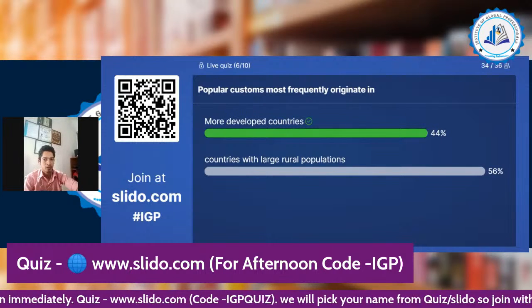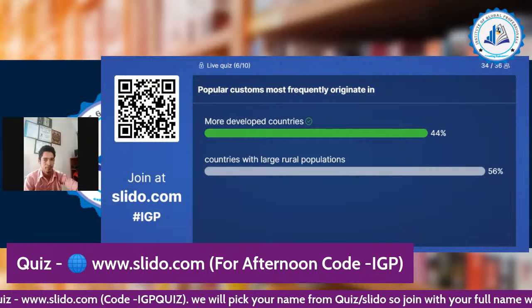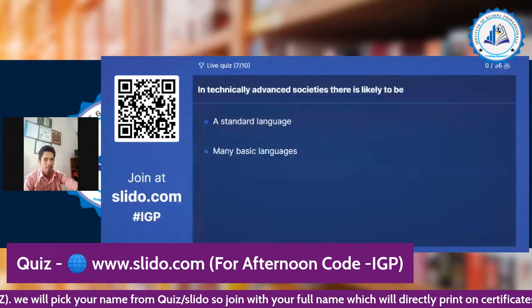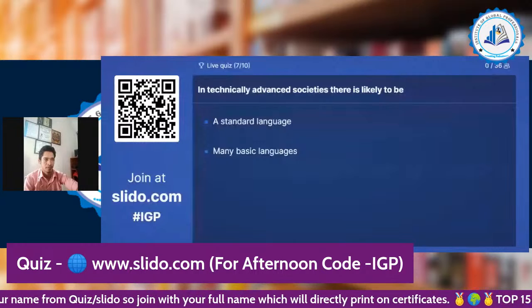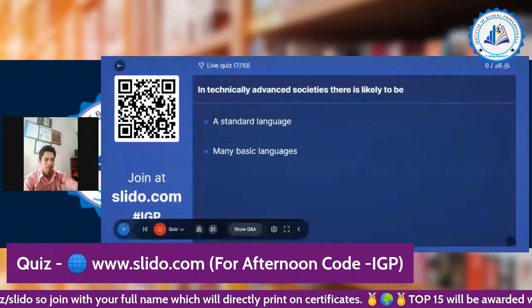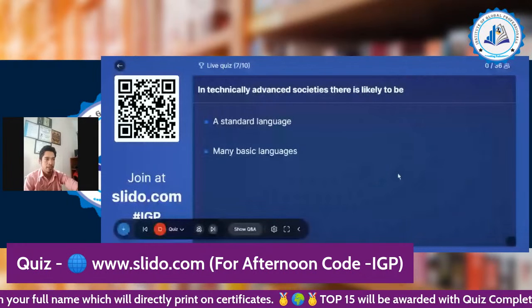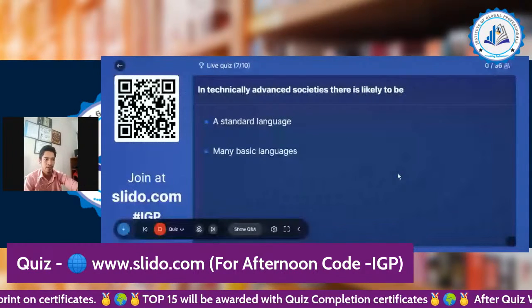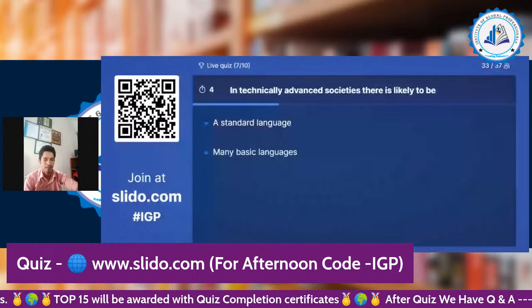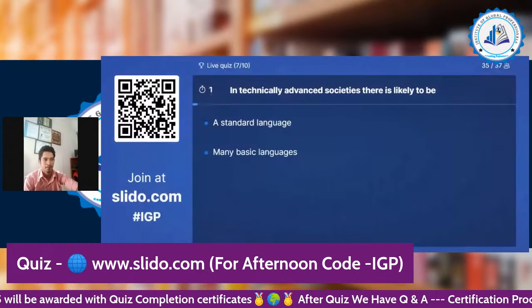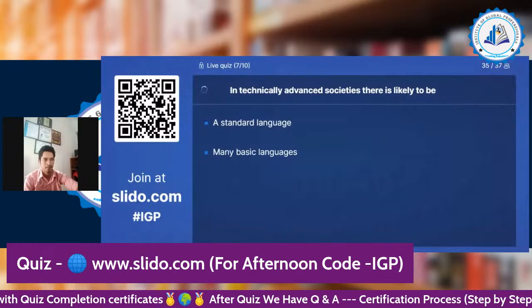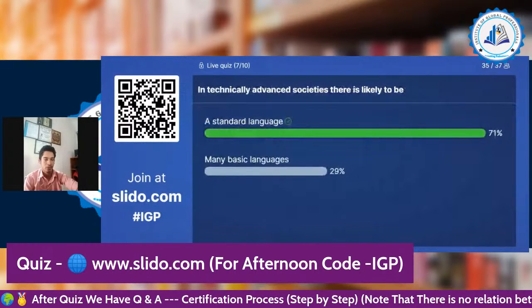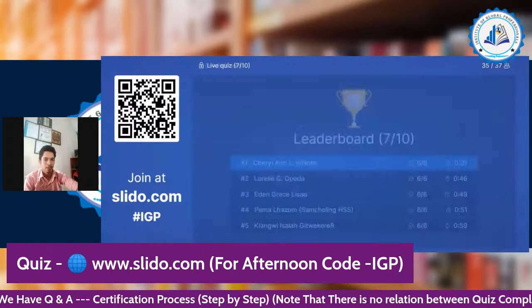Our next question is, in technically advanced societies, is there likely to be a standard language or many basic languages? Option number one, a standard language, is the right answer.